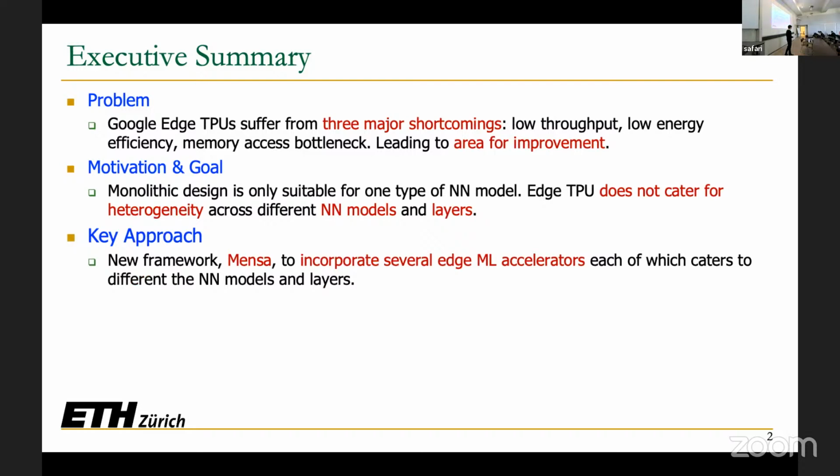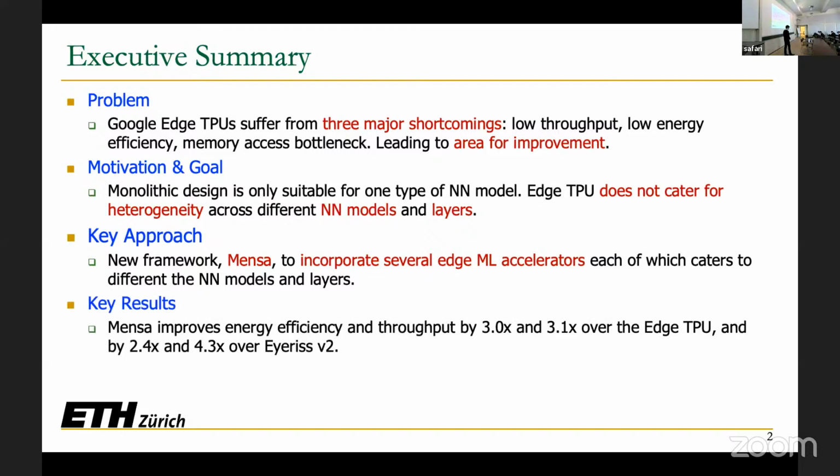The key approach used by the authors is to propose a new acceleration framework called Mensa, and it incorporates several edge machine learning accelerators, each of which caters to different models and layers. The key results proposed by the paper is that Mensa improves the energy efficiency and throughput by 3 times and 3.1 times over the default Edge TPU, and by 2.4 and 4.3 times over Eyeriss v2, where Eyeriss v2 is a comparable state-of-the-art accelerator.